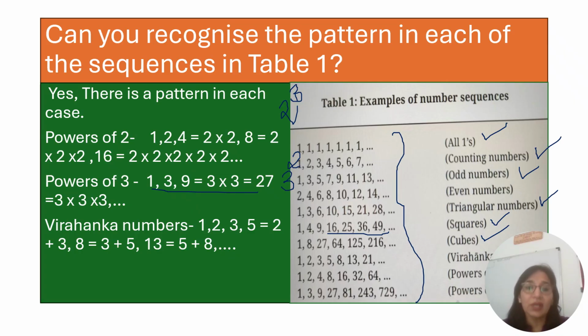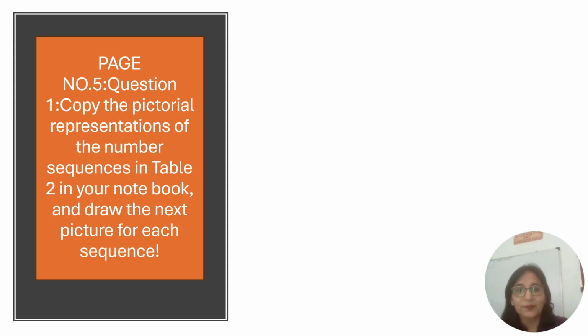Then you have the Virahanka numbers. Here, children, we need to add two numbers: 2 plus 3, 3 plus 5 gives you 8, 5 plus 8 gives you 13. So a certain pattern is followed when we are understanding number sequences.